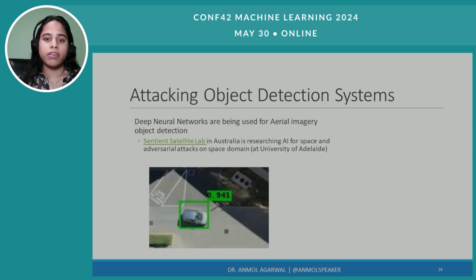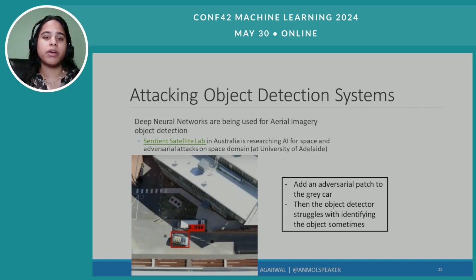So first, they have an object detection system, and it's trying to recognize cars. So here, this is an example of just a simple image. They have a very high confidence, around 94%, that this is definitely a car. But now when they try to attack their object detection system, what they do is they add an adversarial patch to the gray car, and that's why the object detector might struggle to recognize this car. You see it in the red box because it's struggling to recognize this object. So here on the top of the car, you might see some disruptions.